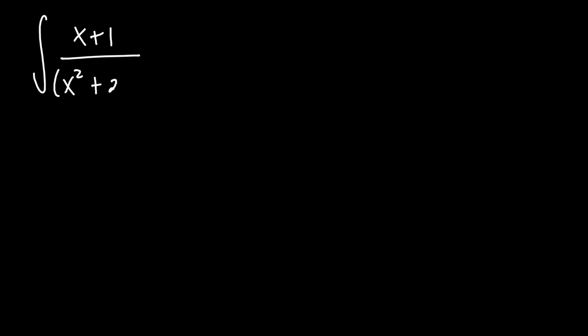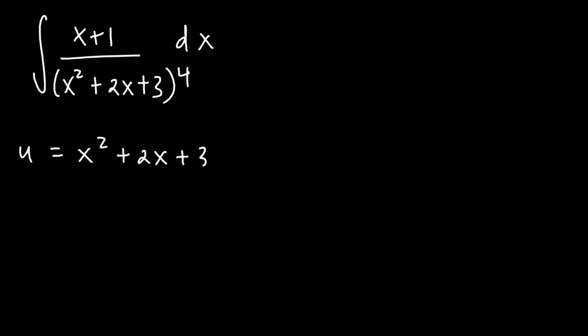Now what if you had the integral of x plus 1 divided by x to the power of 2 plus 2x plus 3 raised to the power of 4 times dx? How can you integrate this using U-substitution? Now for this example, what we need to do is set u to be equal to x to the power of 2 plus 2x plus 3.